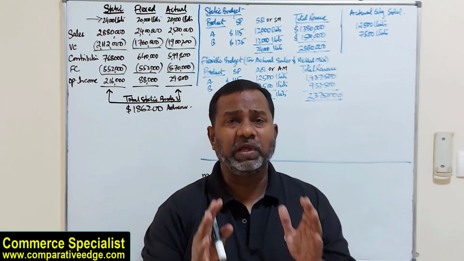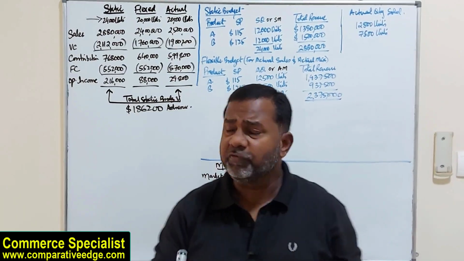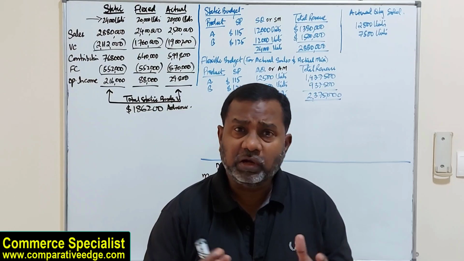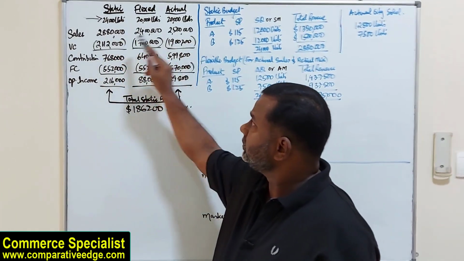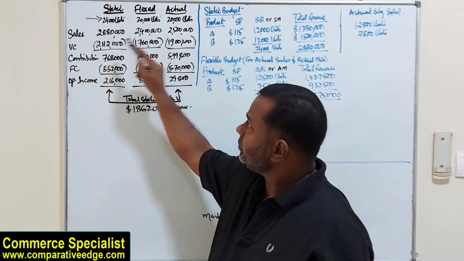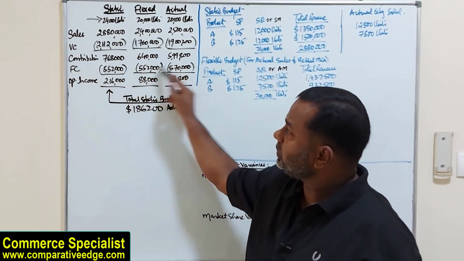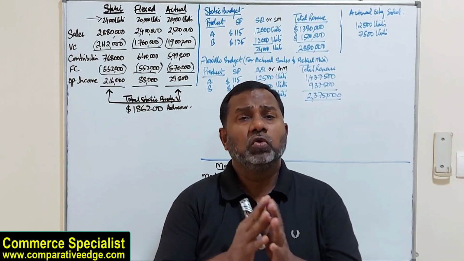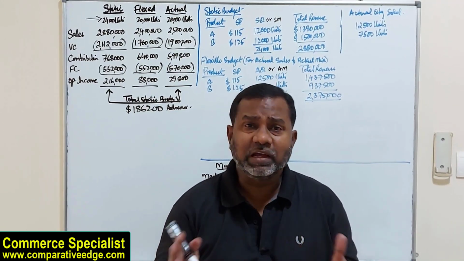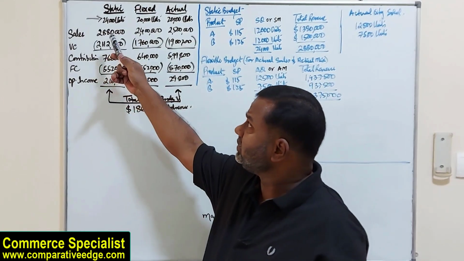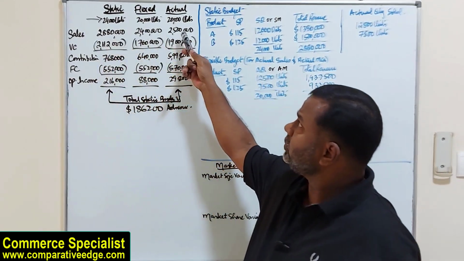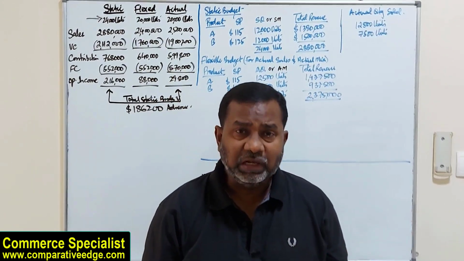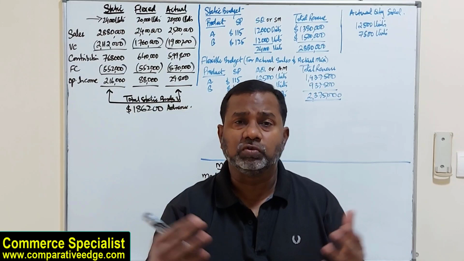Total static budget variance is the difference between the static budget and the actual results. And you can calculate it for line items. Sales, variable cost, contribution, fixed cost, operating income. These are called line items. And you can calculate total static budget variance for all the line items if you want. For example, sales, 2.8 million minus 2.5. You will get total static budget variance for sales. Likewise for variable cost, contribution, so on and so forth.